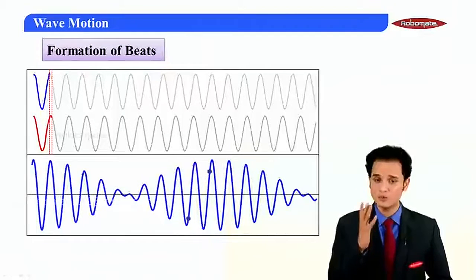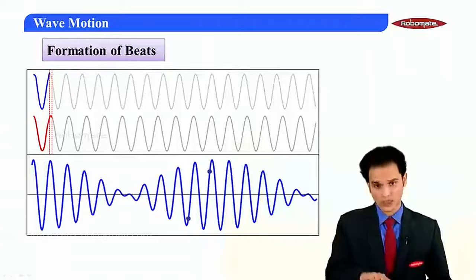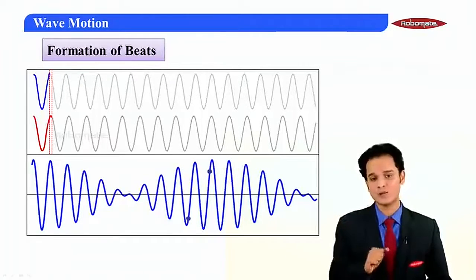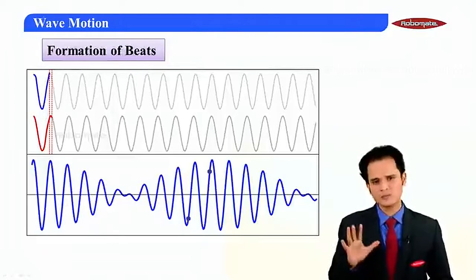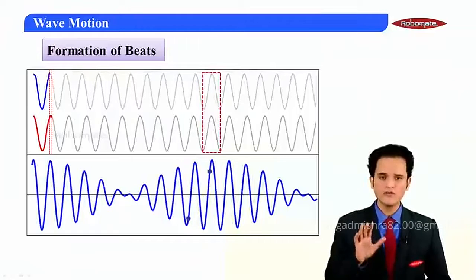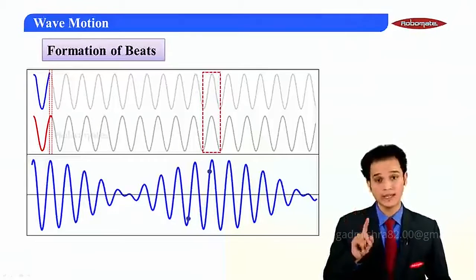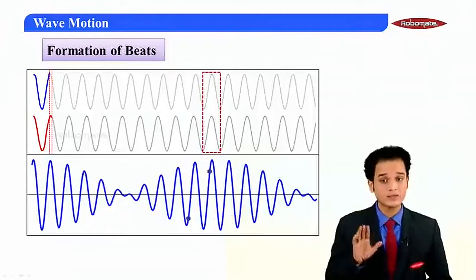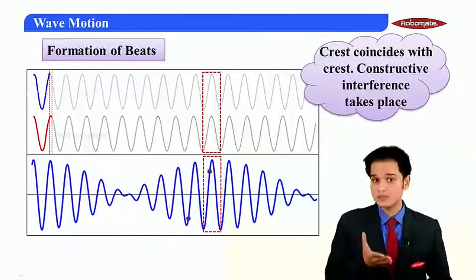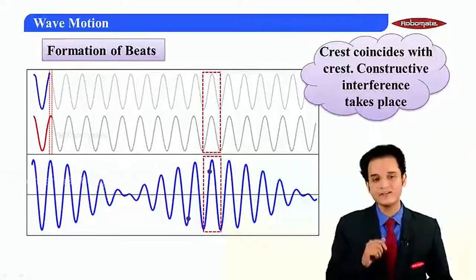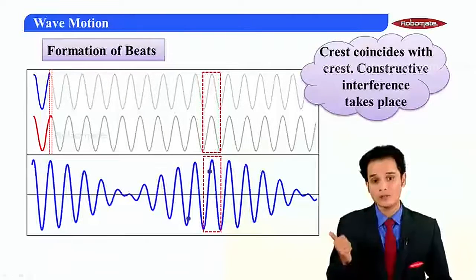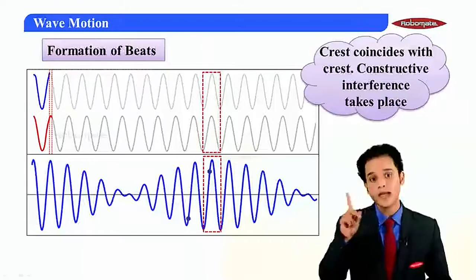After these two waves superimpose on each other, this is the resultant pattern that we get. If we analyze this particular resultant pattern in depth, what do we see? First of all, in the red colored box shown, can you see that the crest is coinciding with the crest? So, as the crest is coinciding with the crest, constructive interference takes place exactly this way. That means the resultant amplitude is going to be double the actual amplitude.